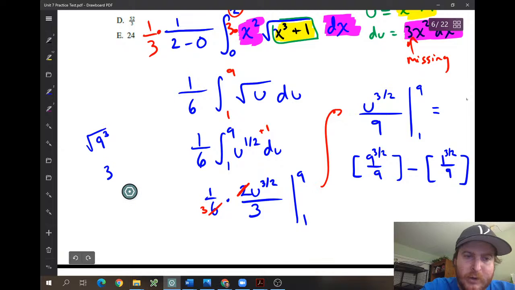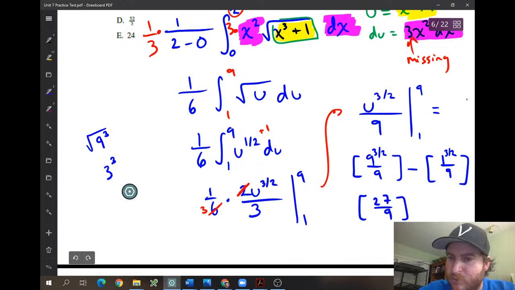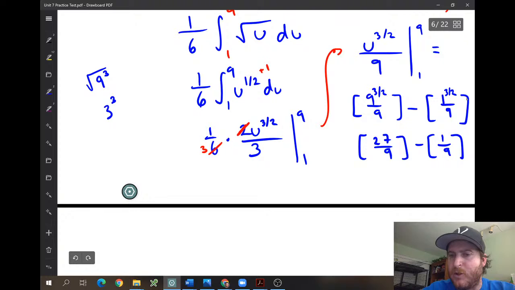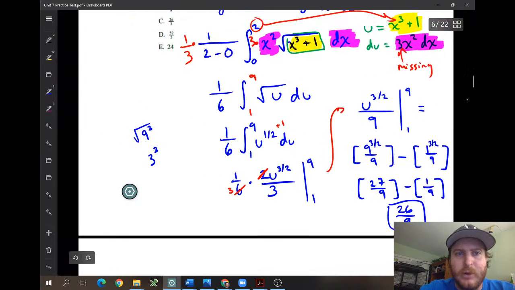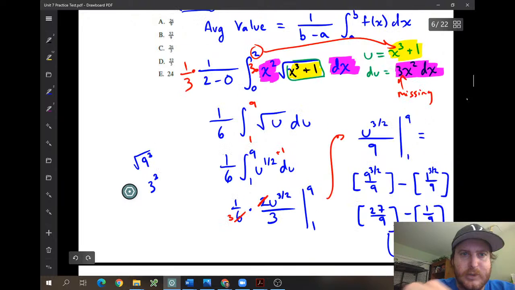So this would be 3 cubed. 3 times 3 is 9, times another 3 is 27. So this is going to give me 27 over 9. Right, so I square rooted first. The square root of 9 was 3, and then 3 cubed is 27. Minus 1/9. I know 27 over 9 is 3, but don't do that because I have to subtract, so I'll get 26 over 9. So we get 26 over 9, and so that is choice A.